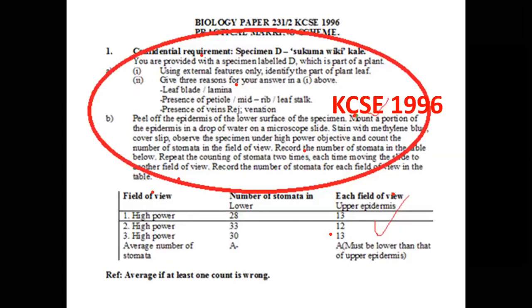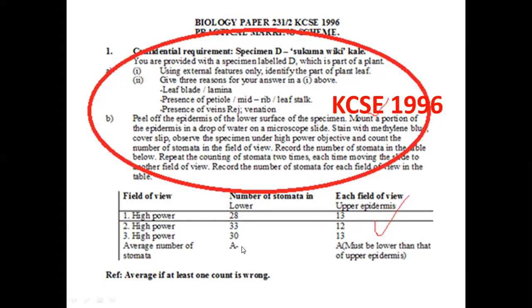Because now, if you look at this table here, the student was supposed now to say field of view 1, 2, 3. At least 3 field of views. Moving the slide, EV kando, EV juu ama kidogo tu. That's how now you land into these 3 readings. The first reading, the second reading, and the third one. Then you get the average.